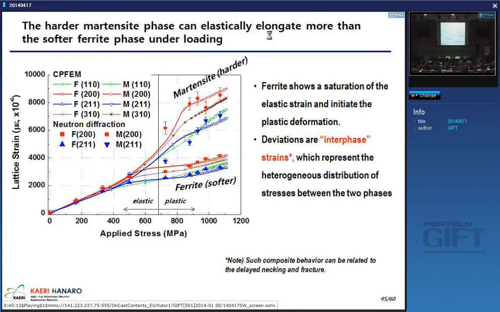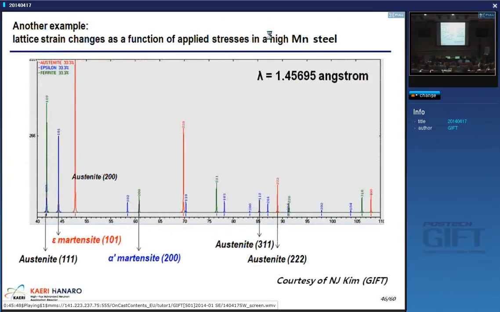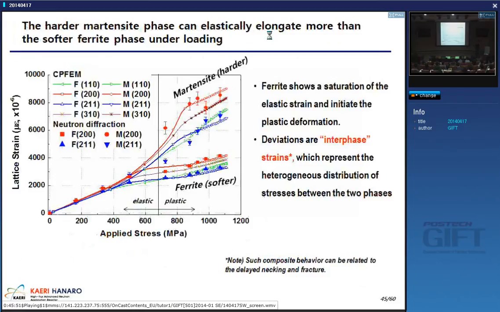It looks very simple, but it gives us a lot of information. It depends on the compositions and the phases. Which phase is deformed first? Which phase is harder? So it's kind of a composite. Some people have modeling, FM modeling, crystal plasticity modeling, and they estimate. Then this kind of neutron diffraction data can confirm their method. So modelers like this kind of deformation behavior. We talked about martensite and two different phases' deformation behavior.